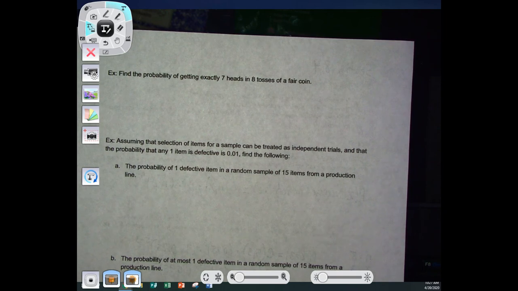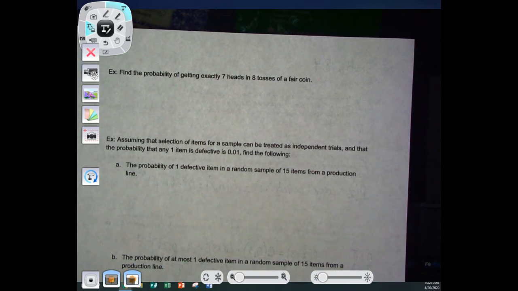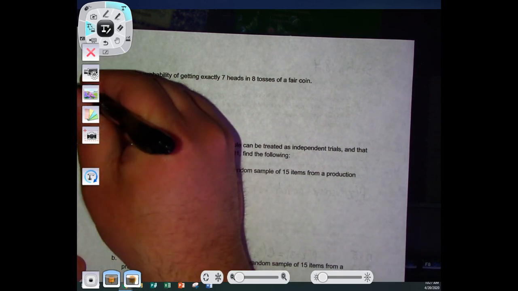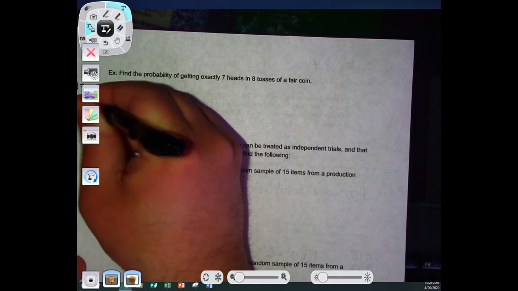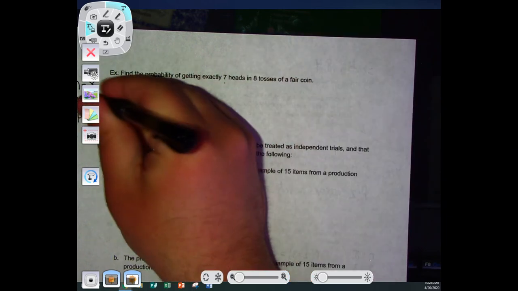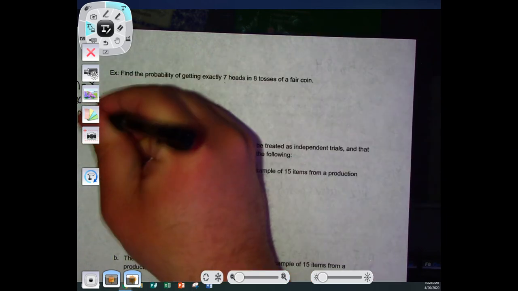All right, flip the page. So this time we're going to go back to the coin example. This time you're told to find the probability of getting exactly 7 heads in 8 tosses of a fair coin. So again, things we need to know: we need to know N, we need to know X, and we need to know P. How many tosses are we doing? We're doing 8. How many are we looking for? 7. What's the probability of getting heads? 0.5 on a fair coin.